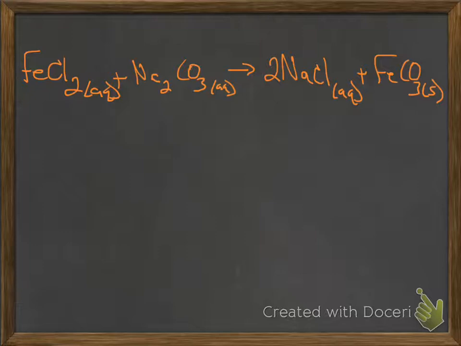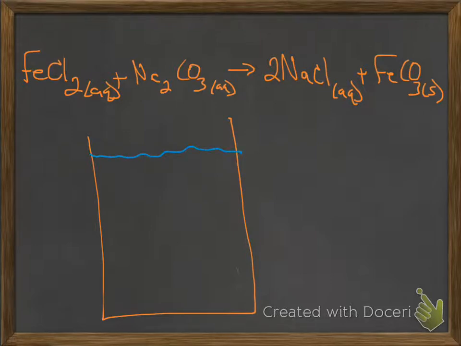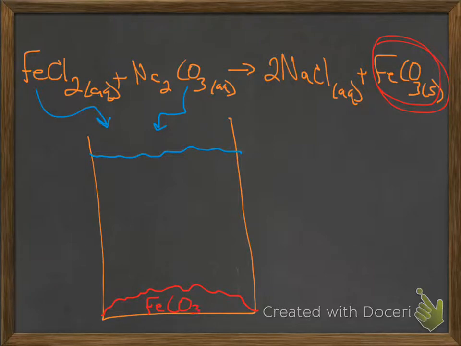Okay, so we really want to know what's going on at the particle level for this particular reaction. So if I could look inside my beaker and fill that beaker up with some water, and I want to put in the iron chloride and the sodium carbonate. What's going to happen is the iron carbonate is going to form on the bottom. So the iron will stick to the carbonate ion, and you're going to get FeCO3 that sticks to the bottom of your beaker.